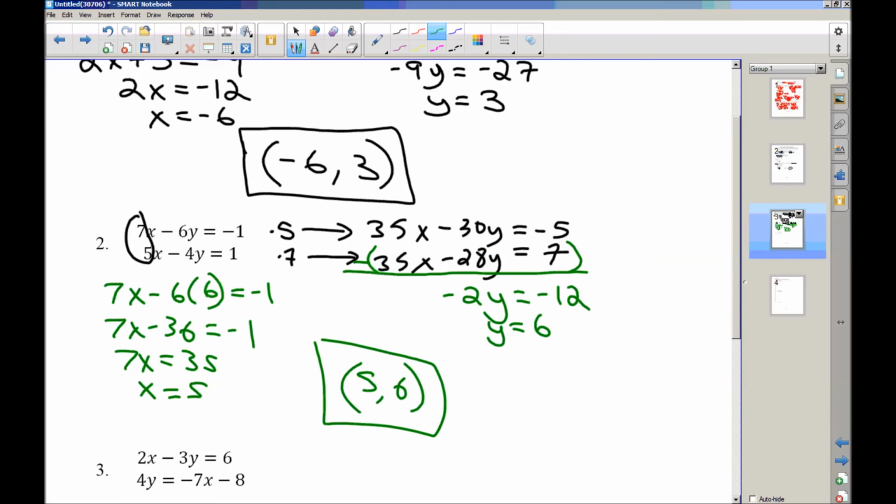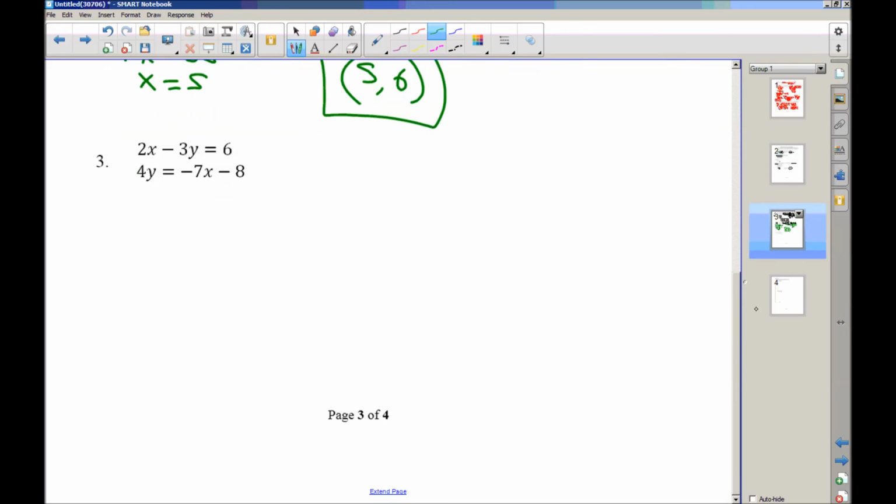All right. Now our last example is a little bit different. Once again, the x's and y's are not all lined up, the equals isn't lined up, and the constants are not lined up. So I've got to do a little manipulation before I can even start solving. I'm going to take the second one here and add 7x to both sides. This will give me 7x plus 4y equals, is that negative 8? Yes.